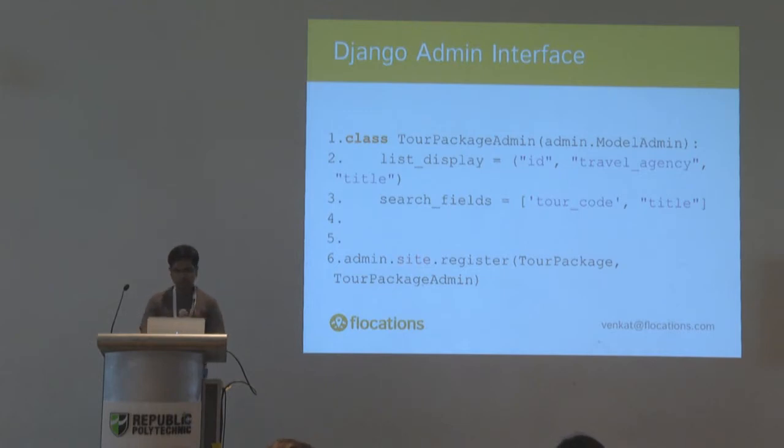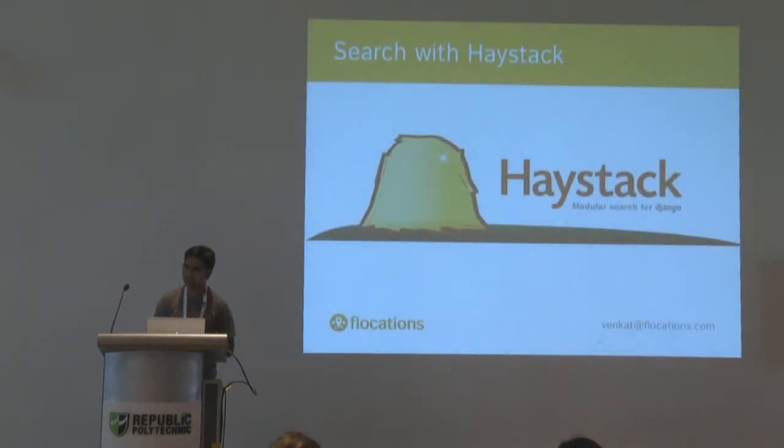The next one is, now we have some data, and we want free text search capability on our data. So we are using Haystack. Haystack is a wrapper around many search engines. Currently we are using the search engine called Solr, but Haystack supports Solr, Elasticsearch, Whoosh, and Xapian. The advantage is that it's a wrapper. You write the code only once, and later you can change to whatever search engine you want.